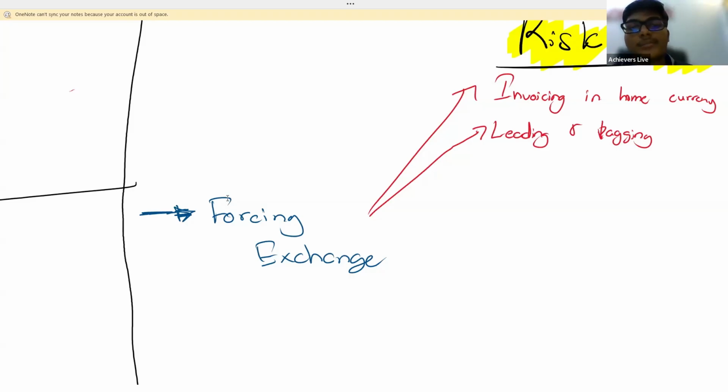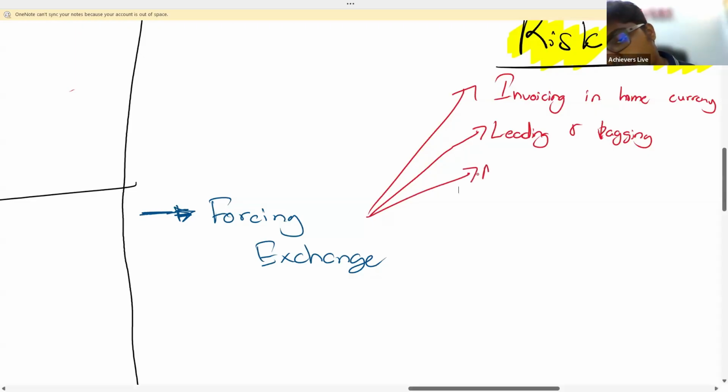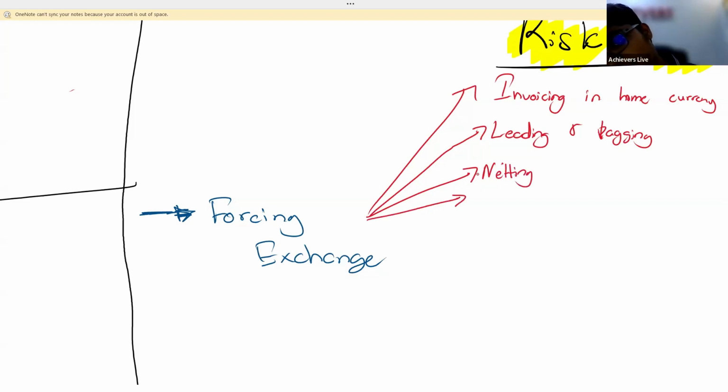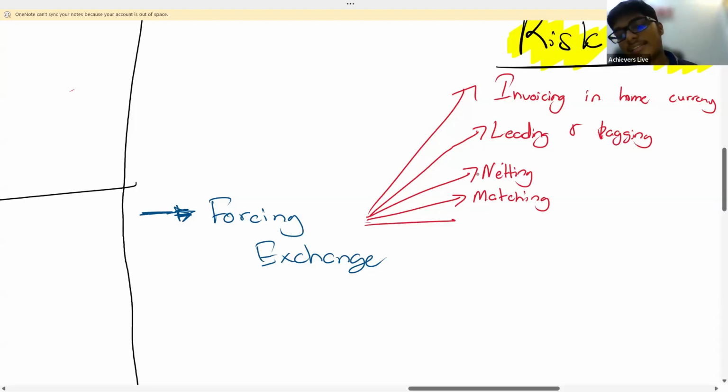What is the next one? Netting. Then you have matching. So netting, what do you do? Netting is when you are setting off payable and receivable balances between the same company. Matching is you are setting off the balances between two different companies. Next, you have asset and liability management.